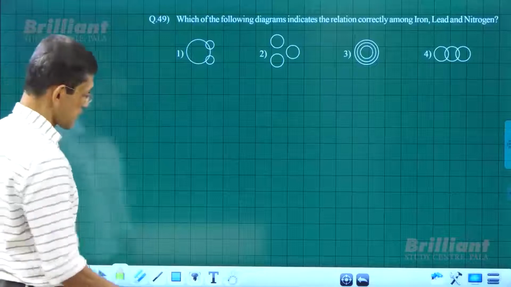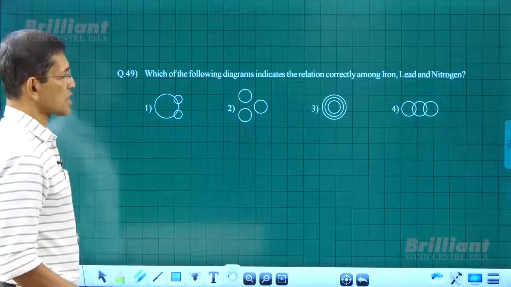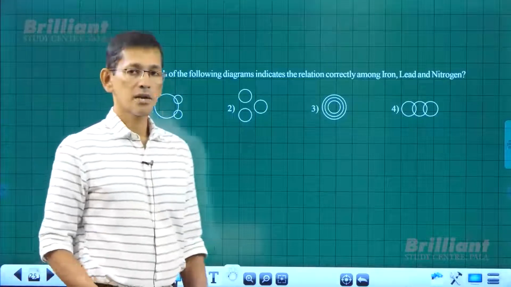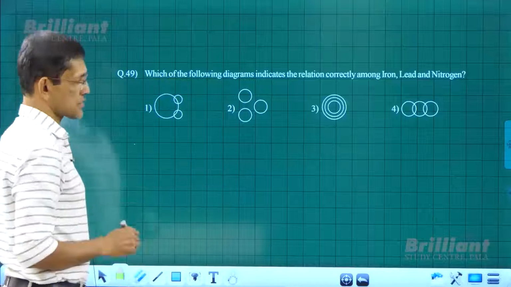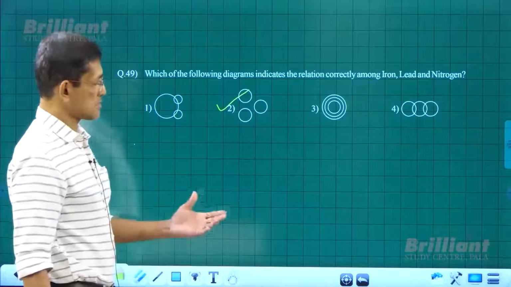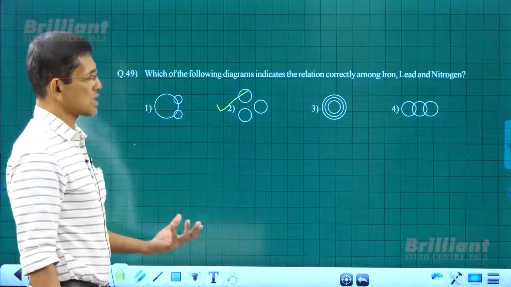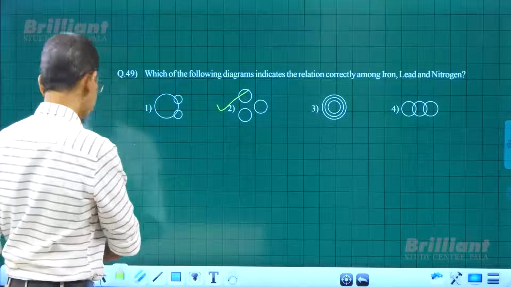Next, number 49. Which of the following diagrams indicates the relation clearly among iron, lead, and nitrogen? So iron, lead, nitrogen. So there are three different things. Pretty simple. Iron cannot be lead, lead cannot be nitrogen. So that is what it is.